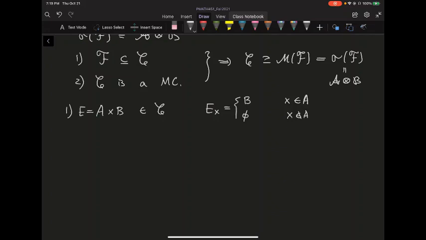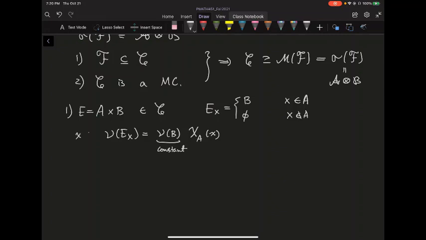So as you can see, the measure of these E_X is just going to be either the measure of B when X is inside A, or 0 when X is not inside A. So basically you multiply by the characteristic function of A. Regarding X, this is a constant.